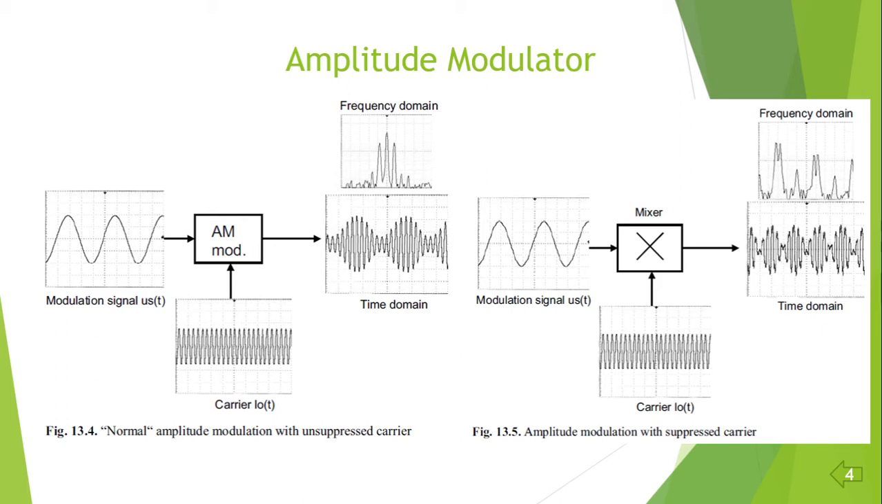Look at figure number 4, which illustrates normal AM modulation in which the carrier is not suppressed. A sinusoidal modulation signal varies the carrier amplitude and so is impressed on the carrier as an envelope. In the example in figure number 4, both the carrier and the modulation signal are sinusoidal signals.